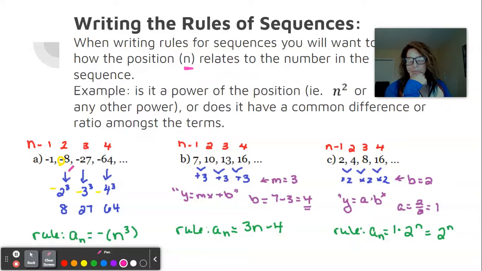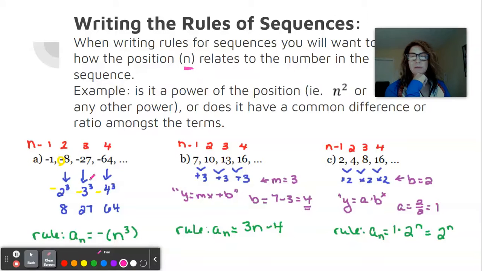But if I look at the second position, I have a -8. And in powers, I know that 2 to the third power is 8. Okay, that gives me a clue then, right? Then I look at 27. Well, 27 is 3 to the third power.